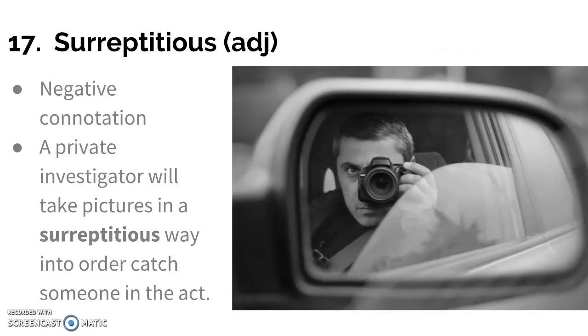Number 17 is surreptitious, which is an adjective. If you're describing something as surreptitious, you're describing an action that is obtained or done by stealth or secret. So this is going to be actions that are done in secrecy or done in stealthy ways. This has a negative connotation in ways because we don't always want people to be sneaky like that. Sometimes they might be doing it for the greater good, but if it's obtained by sneaky, stealthy ways, we often think of it as negative. So for an example, a private investigator will take pictures in a surreptitious way in order to catch someone in the act.